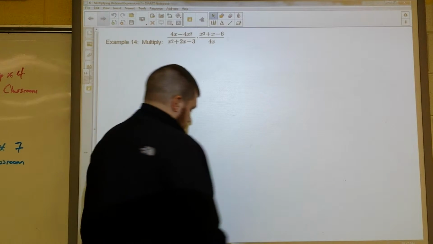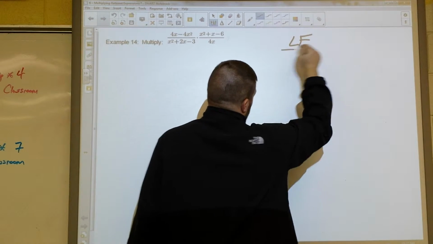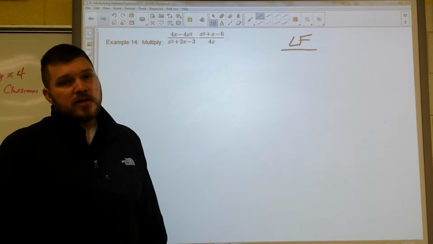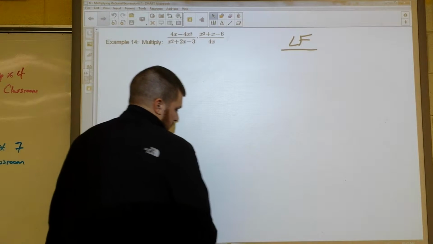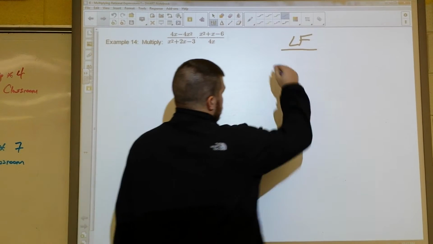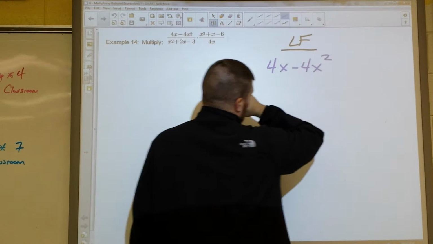So with that fraction on the left, I'm just going to make myself a note. It's the left fraction. So this scratch work, I suggest you be organized, okay? So the left fraction is what I'm working with. In the left fraction, I'm going to do the top in blue. So let's start with that, 4x minus 4x squared.